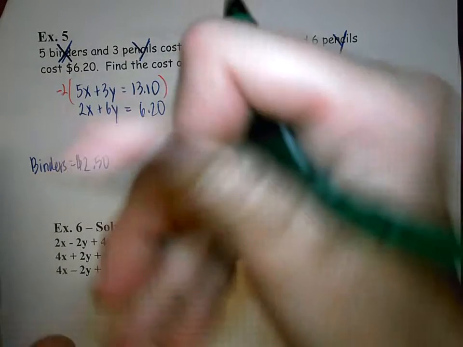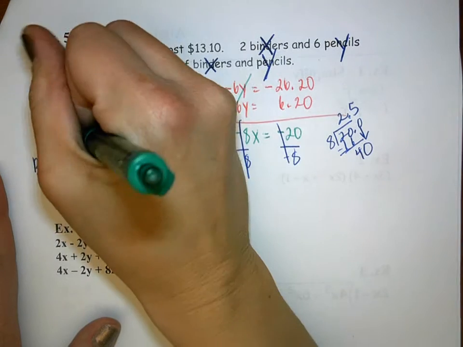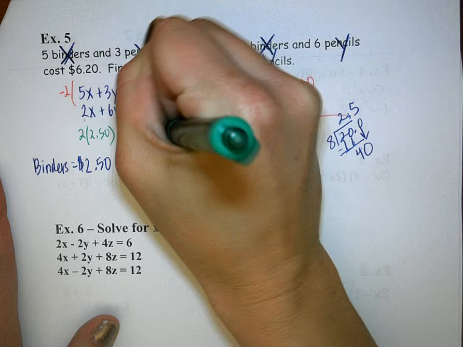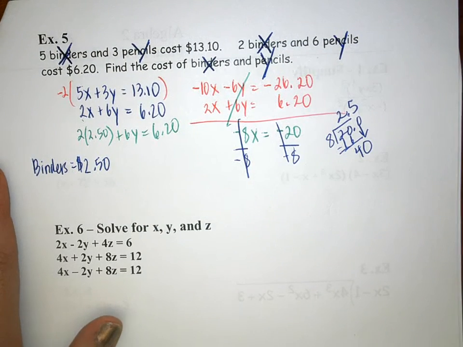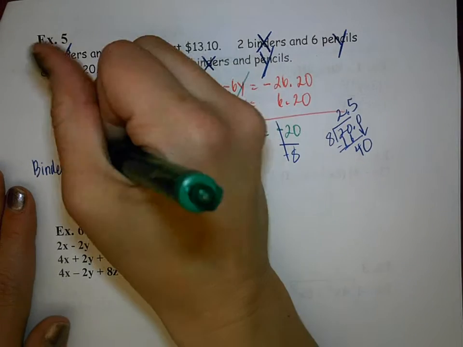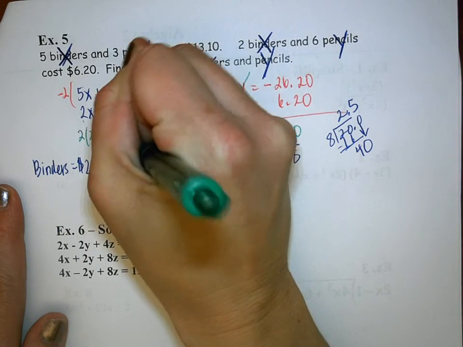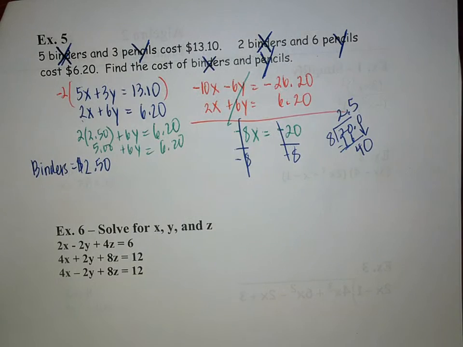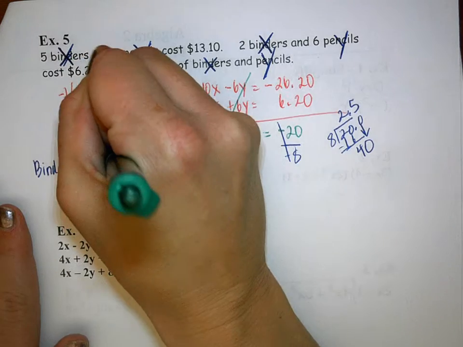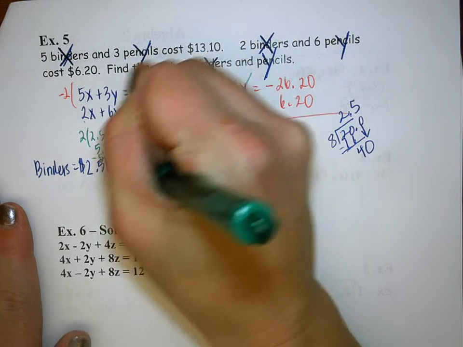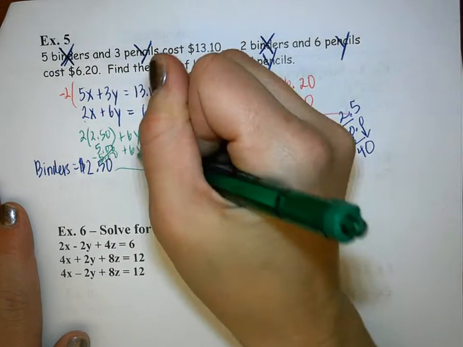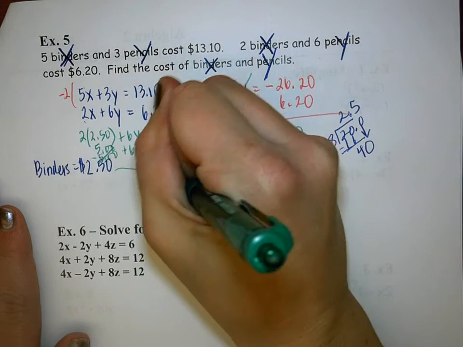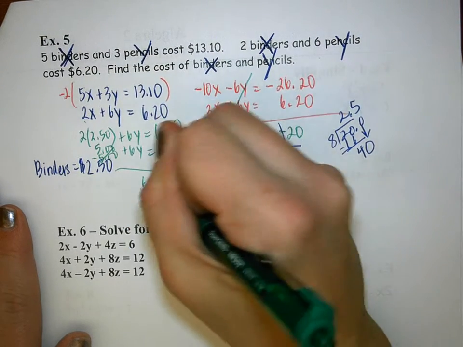So if we do the 2 binders and 6 pencils, if I take 2 times 250 plus 6y equals 620. What's 2 times 250? Very good, $5. So I have $5 plus 6y equals 620. Then what? Good, subtract the $5. Okay, so I end up with 6y equals $1.20, and then last we divide by 6.